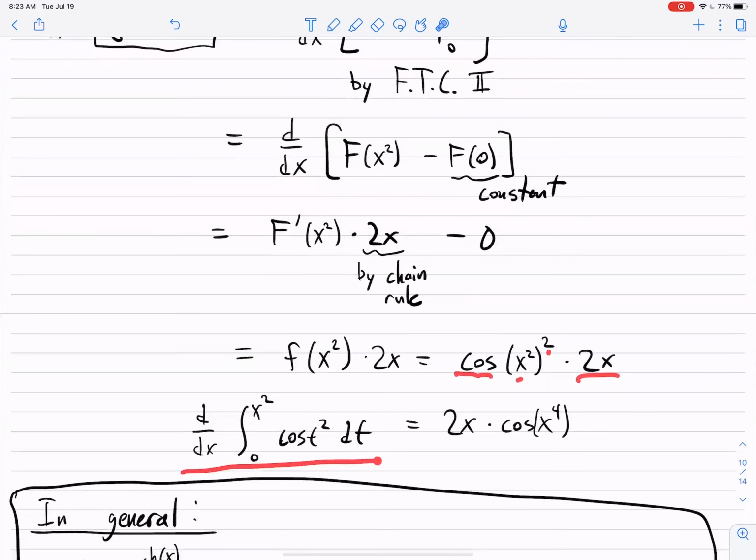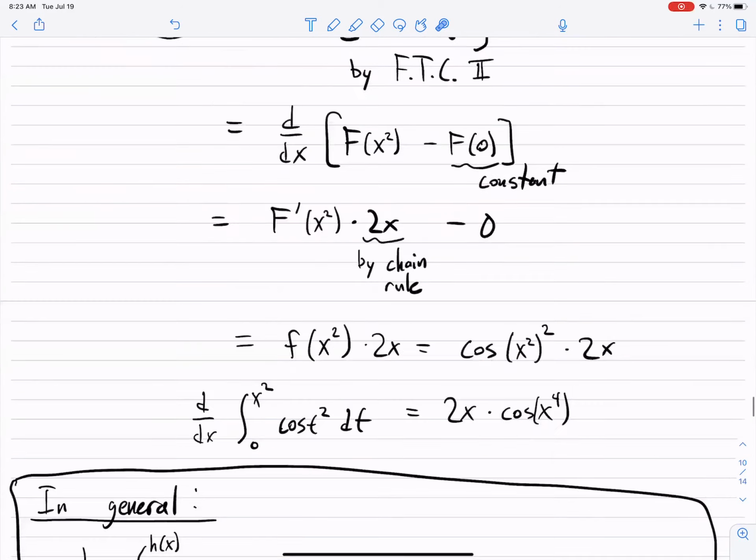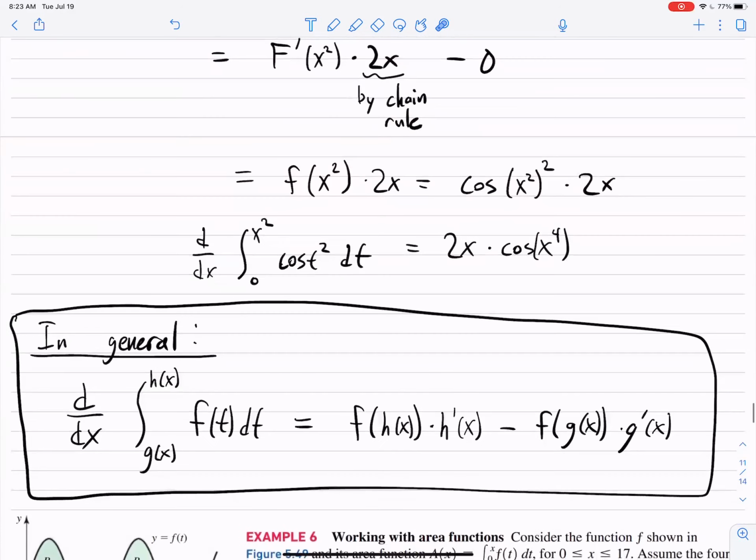And so the derivative of this thing is 2x times cosine x to the 4th. And so in general, I'll record this for you because it's kind of a cool trick. If these are functions of x, g of x and h of x, and you want to take the derivative of the integral of f of t dt, then by the chain rule, it's f of h of x, the top function, times the derivative of that function, minus f of g of x, times the derivative of that function.